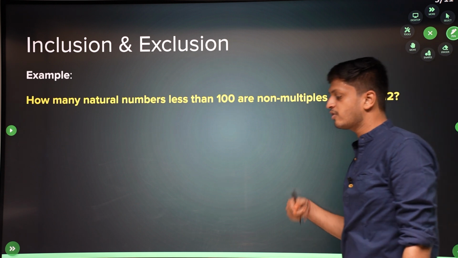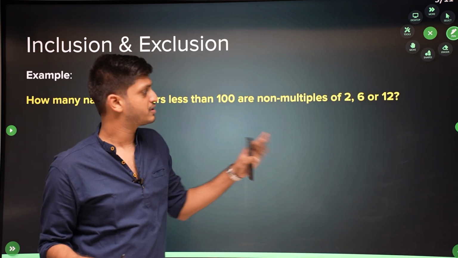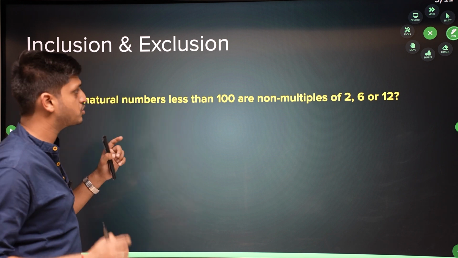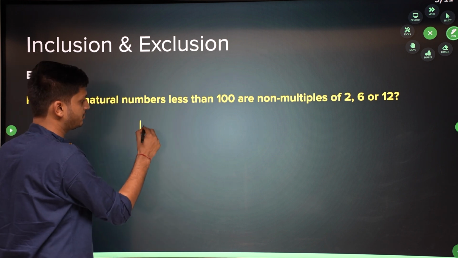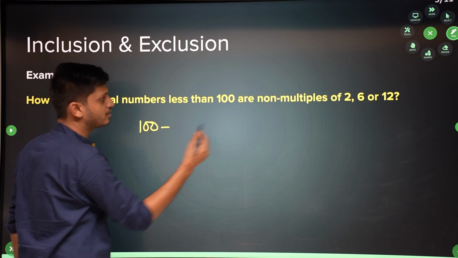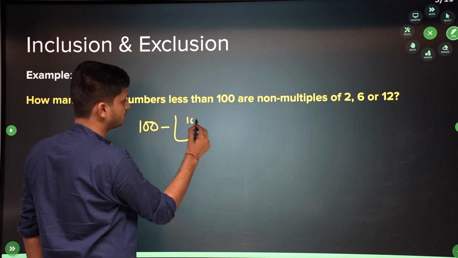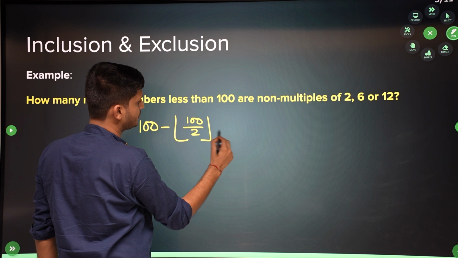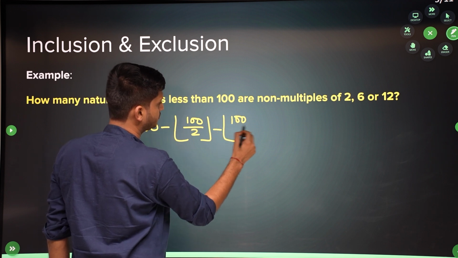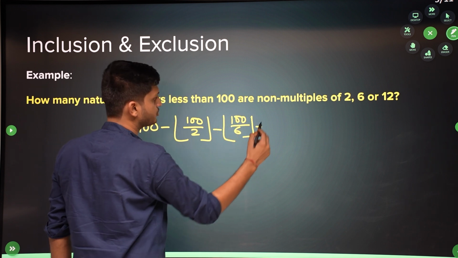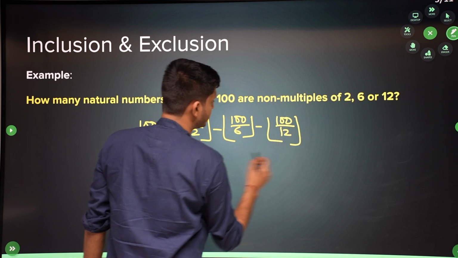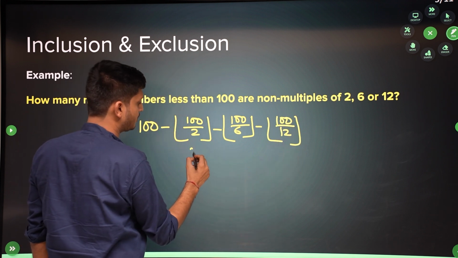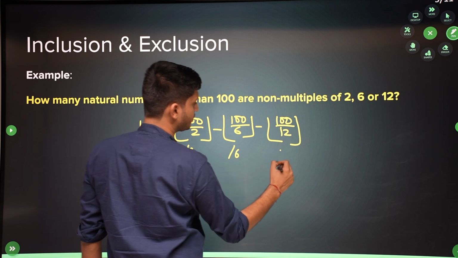So similarly, we can solve one more problem using 3 sets, 2, 6 and 12. Now the number should not be divisible by 2 or 6 or 12. So again, we have 100 numbers minus those who are divisible by 2, minus those who are divisible by 6, minus those who are divisible by 12. So this is include, exclude. This is divisible by 2, this is divisible by 6, this is divisible by 12.